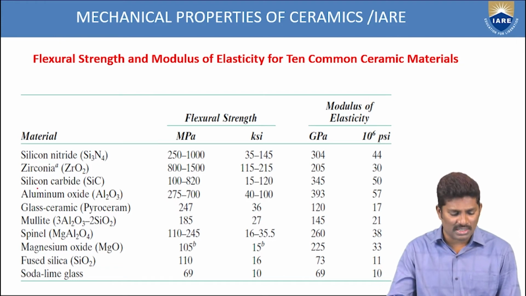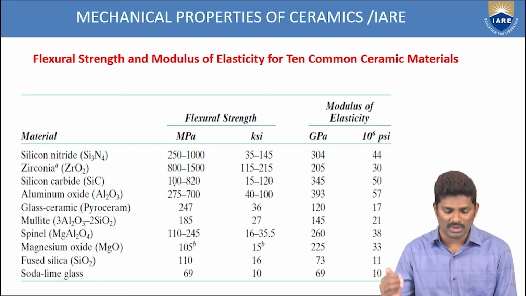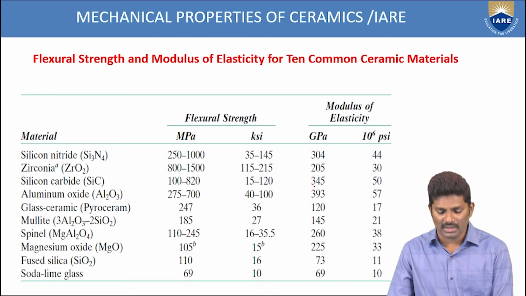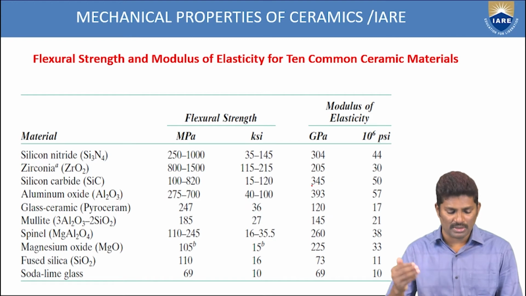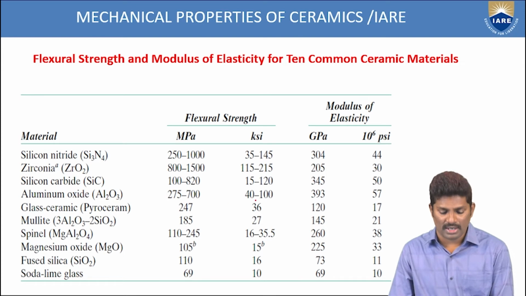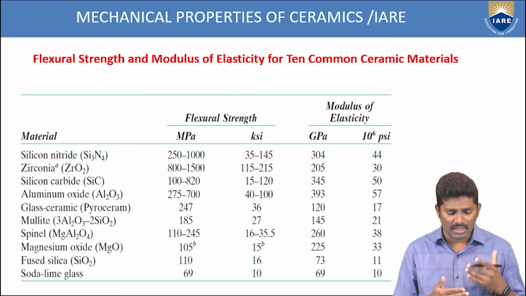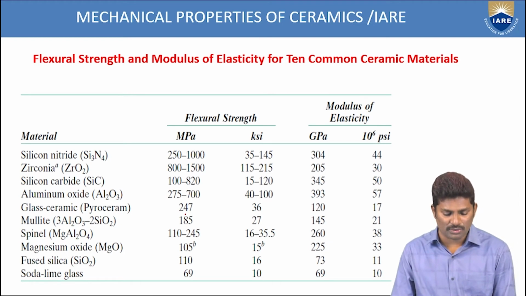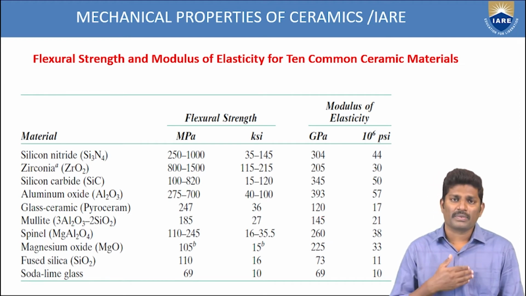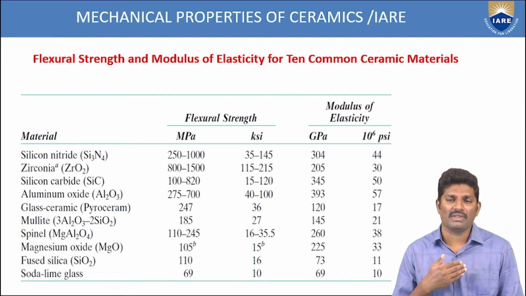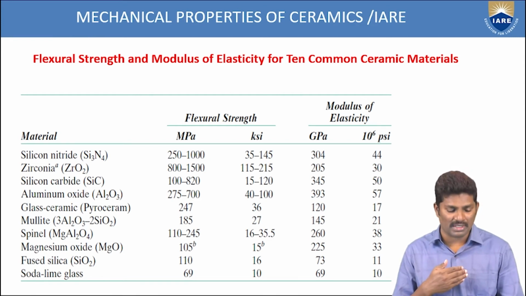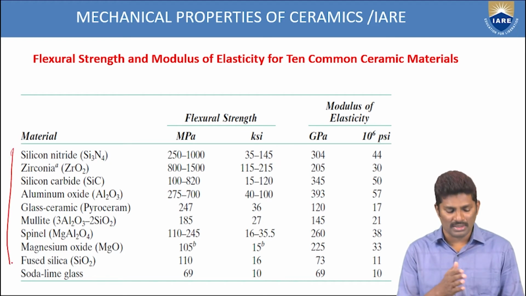Now coming to silicon carbide, here again it comes to lower values of 100 to 820 megapascals, and the modulus of elasticity is 345 gigapascals. Again, it is getting lower and lower. Coming to aluminum oxide, you have 275 to 700 and 393 gigapascals of modulus of elasticity. Coming to glass ceramics, 247 megapascals and 120 gigapascals of modulus of elasticity. So if you know the application, it is very easy for us to identify the exact material from all these categories and apply it to the application.